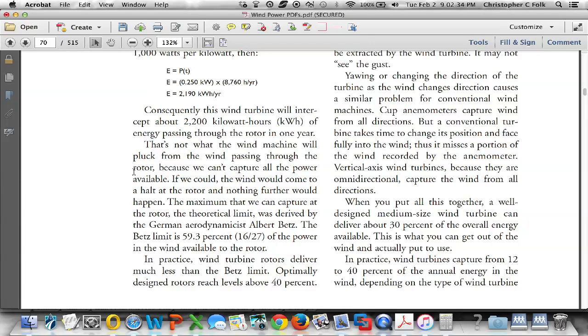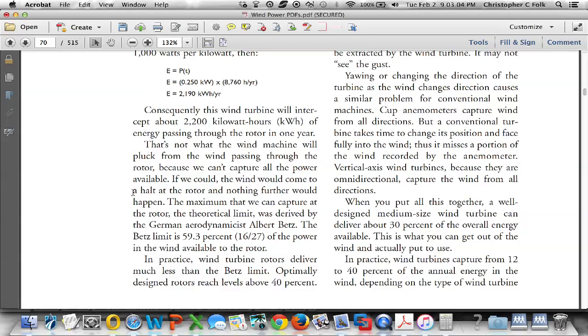So how he did the math is beyond me. The 59.3% maximum amount of power that could come out is what amounts to 16/27 of the power available at the rotor. Well, so that's the theoretical max. No one's ever come close to it. Optimally designed rotors, as we read here, can reach above 40%, but how well do they last out in the field?